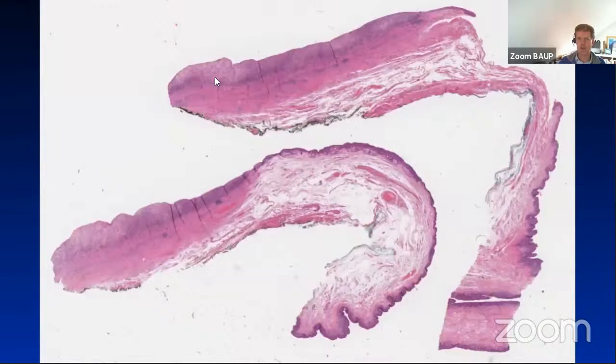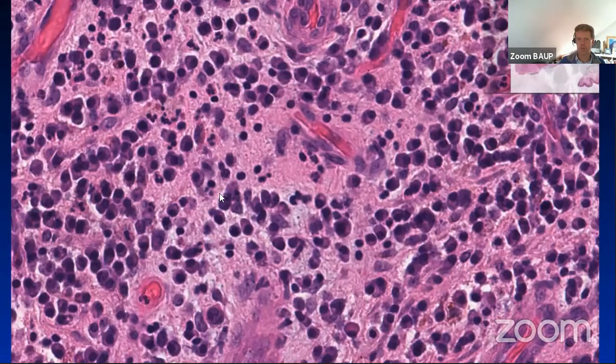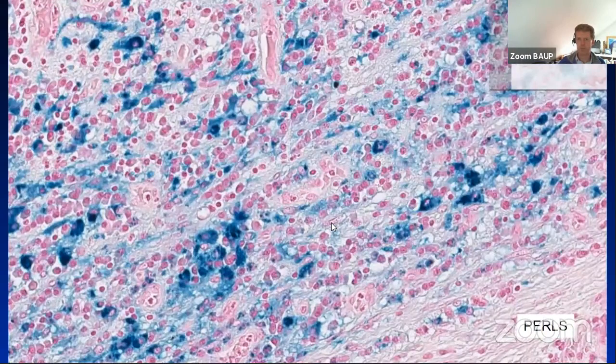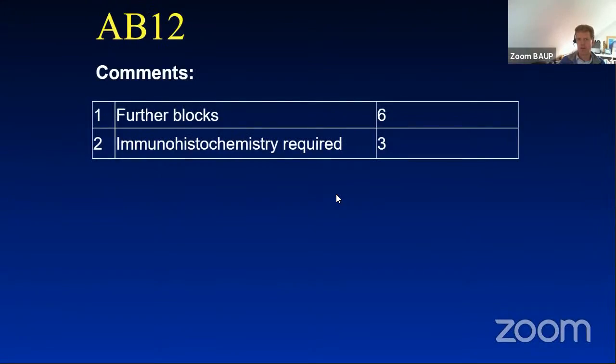And these are the two sections you've got with areas of ulceration and granulation tissue towards the glandular aspect of the specimen. Lots of plasma cells and scattered pigment, which is clearly iron on the pearl stain. Some people would like further blocks. I'm not sure.